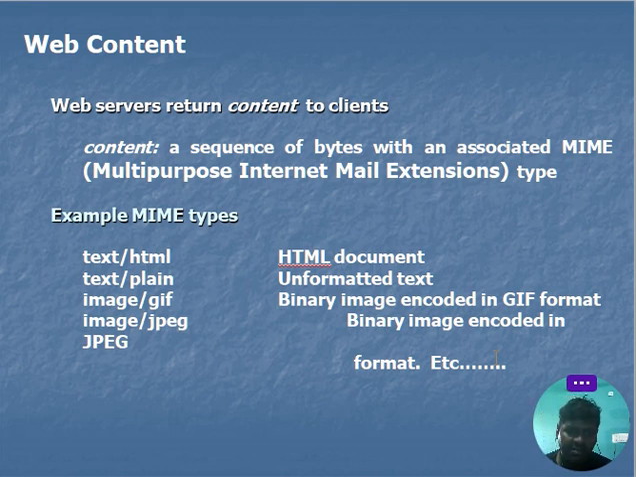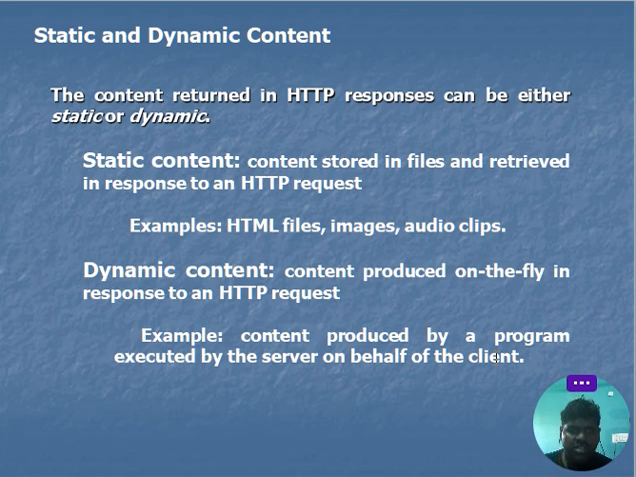For example, when you ask for an HTML page, it is text but in the form of HTML, and if you want any images, they are in image formats like JPG, PNG. All these contents are delivered through MIME type. There are two different kinds of content: one is static content, another is dynamic content. Today's web technology mostly works based on these two types of content.